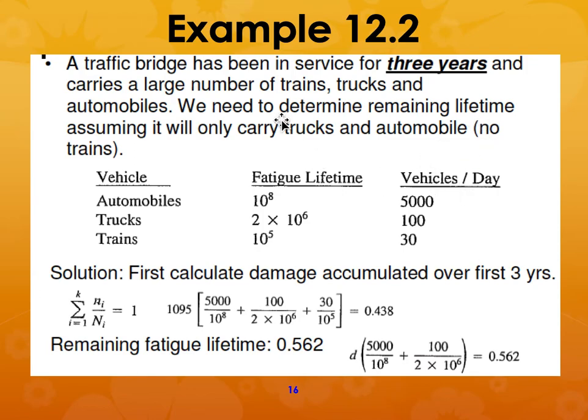So here is an example. A traffic bridge has been in service for 3 years and carries a large number of trains, trucks and automobiles. We need to determine the remaining lifetime. For automobiles only, you have a fatigue lifetime of 10 to the power 8 with a loading rate of 5,000 vehicles per day. Then you have trucks, 2 into 10 to the power 6 at 100 vehicles per day. And you had 10 to the power 5 lifetime with 30 trains going like that.